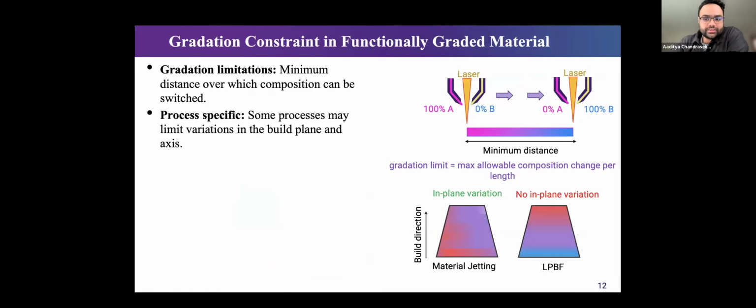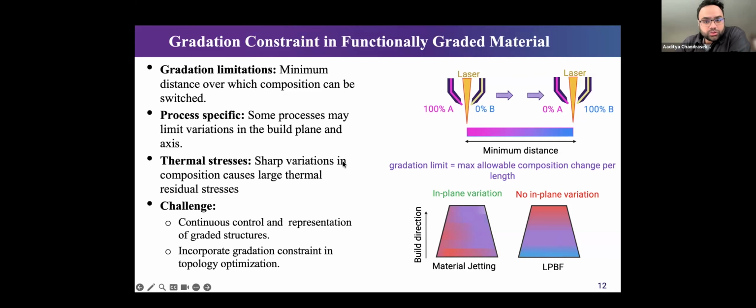The other constraints are, for example, that material jetting does allow for in-plane variation, but with something like classical powder bed fusion, you are stuck with a single material across the layer. You also want to ensure that you don't get large thermal stresses. You can imagine having two dissimilar materials next to each other with different thermal expansion, which causes a large differential expansion, and you want to really avoid that as well.